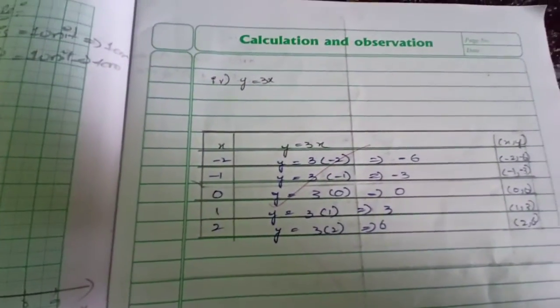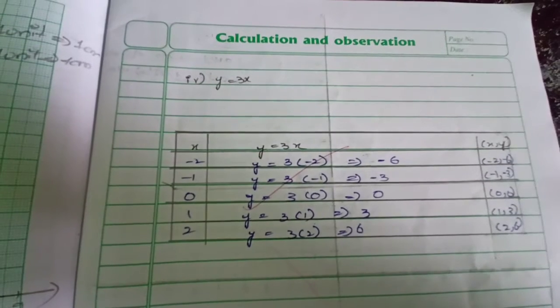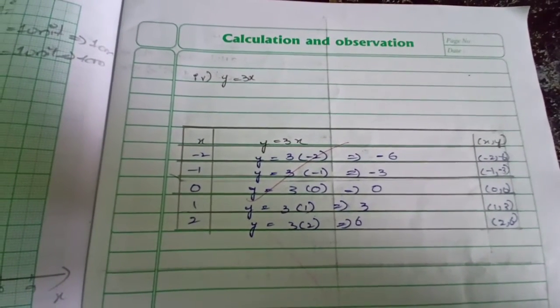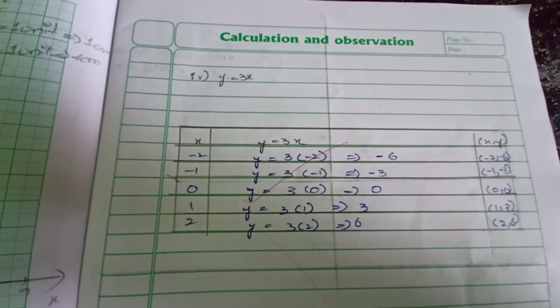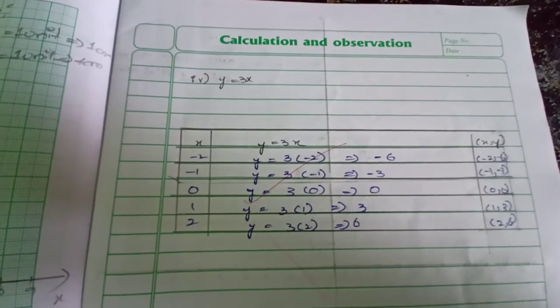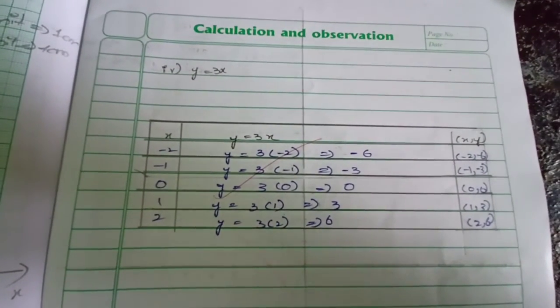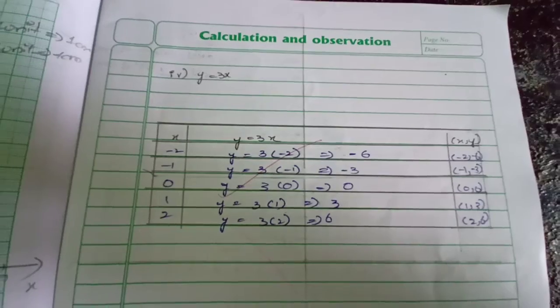Then next one, y equal to 3x. When x equal to minus 2, y equal to minus 6. When x equal to minus 1, y equal to minus 3. In this way, when x equal to 0, y equal to 0. x is 0, y is 0, so it definitely passes through the origin like that. See, all these are passing through the origin.